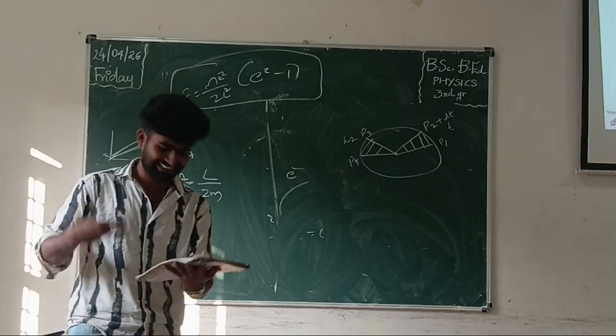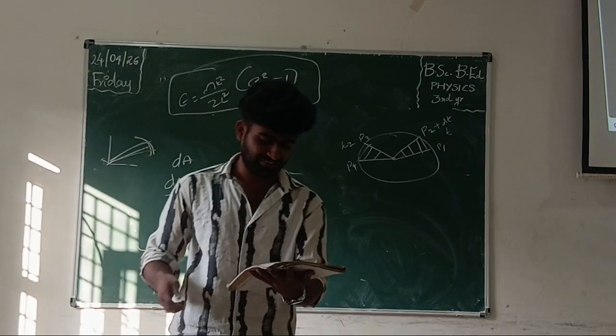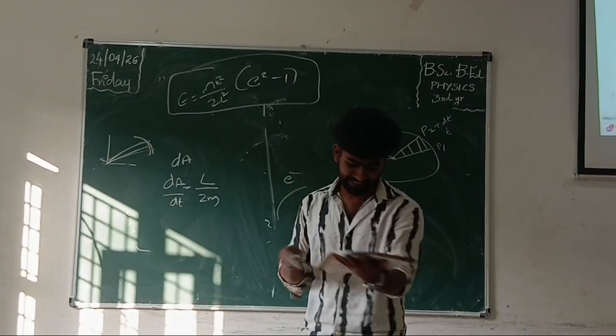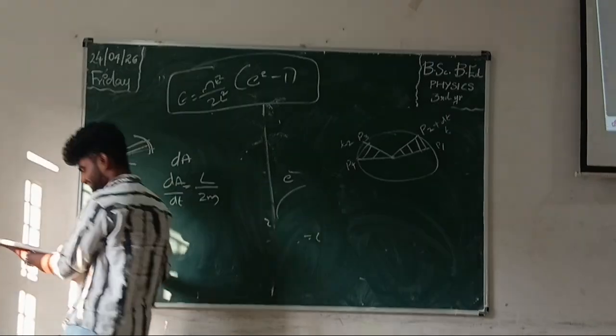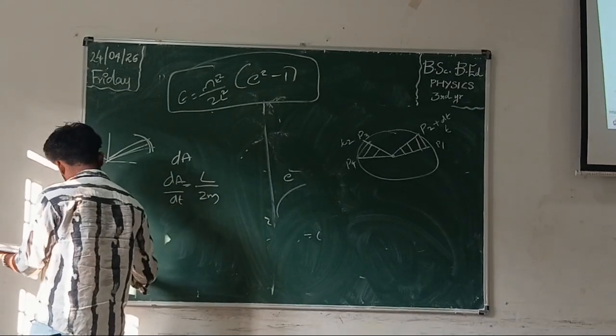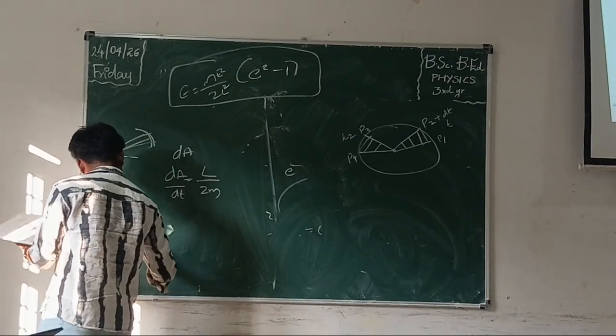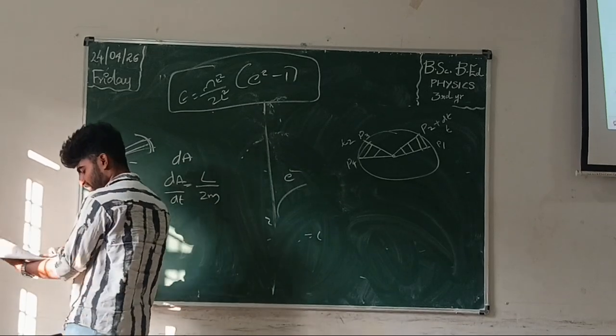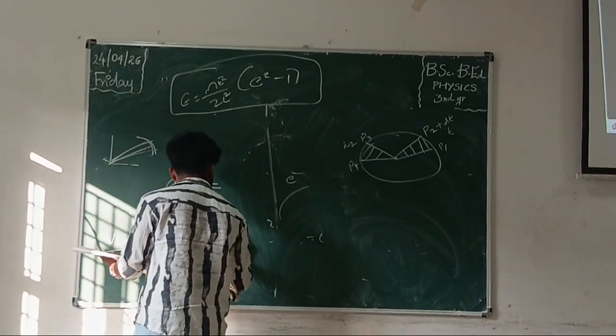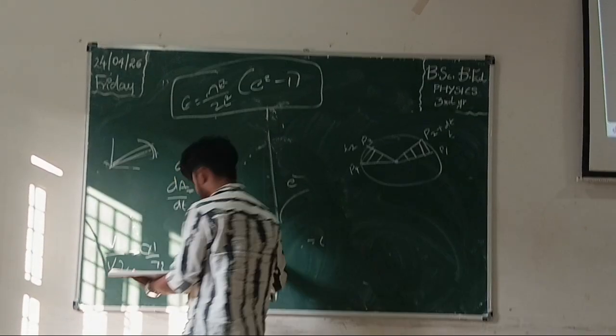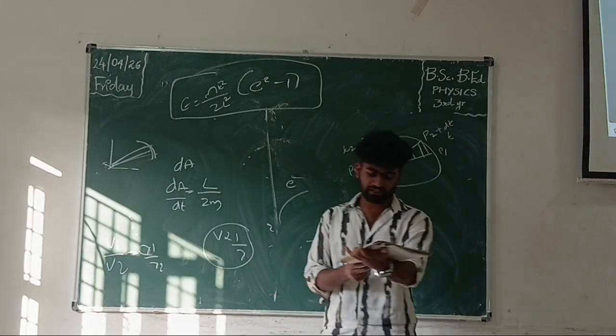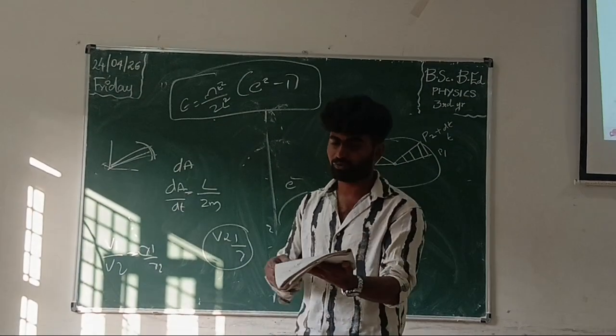And after that, according to Kepler's law, we will find that v1 by v2 is equal to r1 by r2. And so v is inversely proportional to r, so the linear velocity of a body is higher when it is closer to the sun.